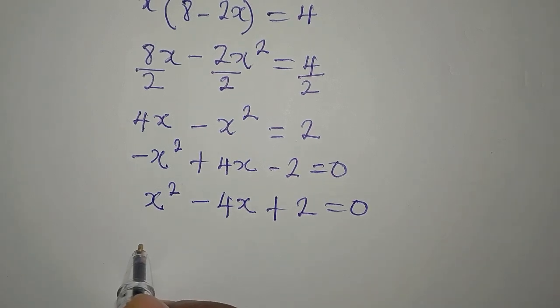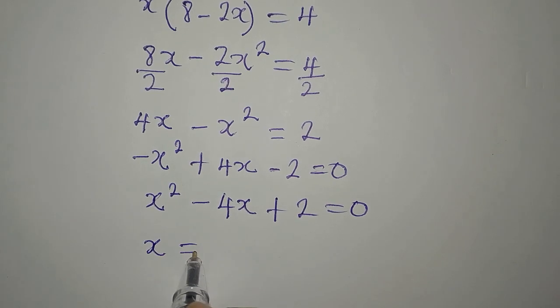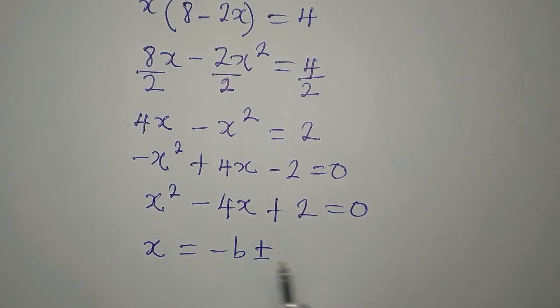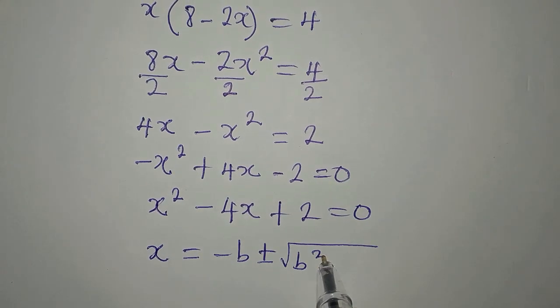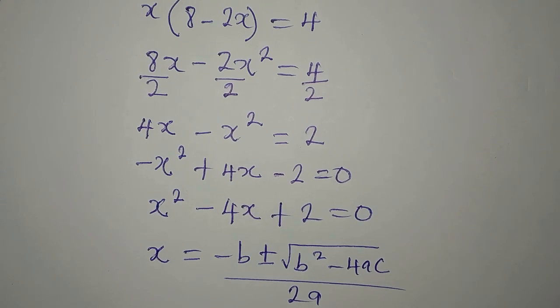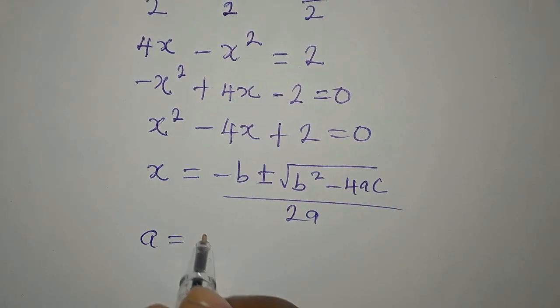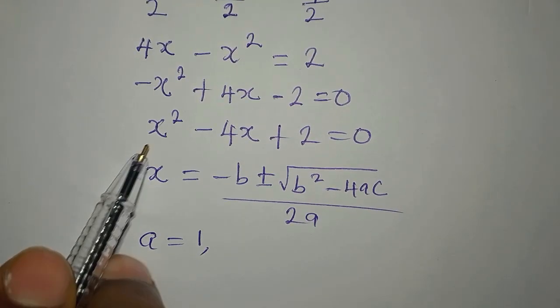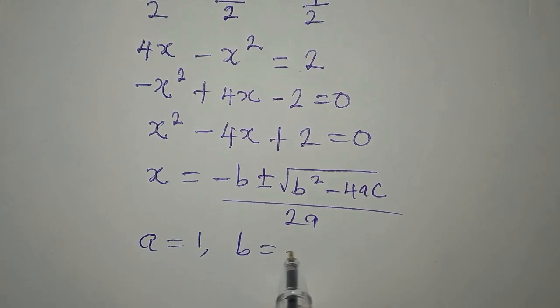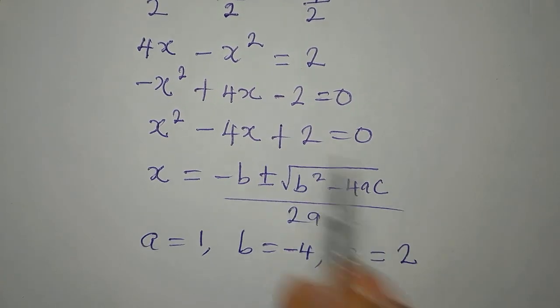The formula is, okay, just ask yourself, can you remember the formula? Okay, if you can't, here is the formula. x is equal to minus b plus or minus square root of b squared minus 4ac all over 2a. This is called the quadratic general formula. Now our a is 1, that is the coefficient of x squared. b is minus 4, and c is 2.